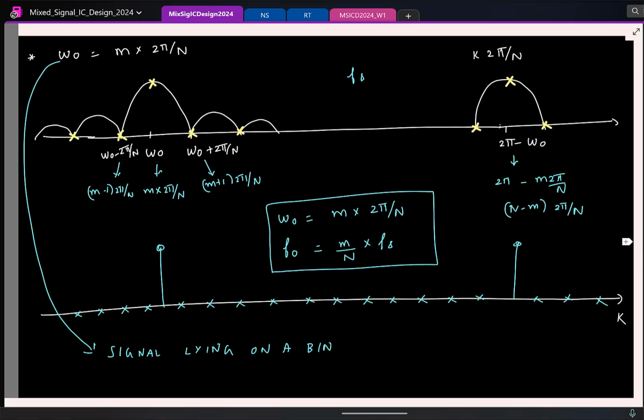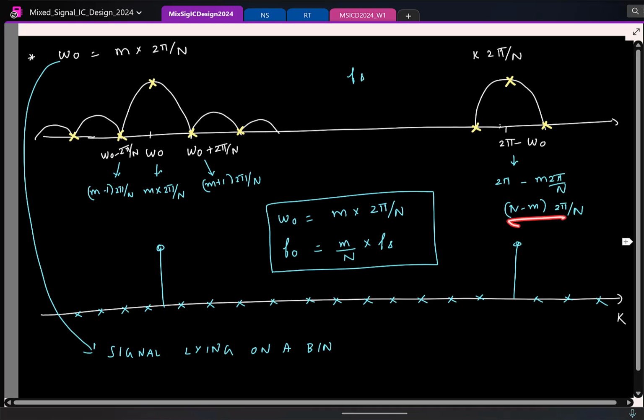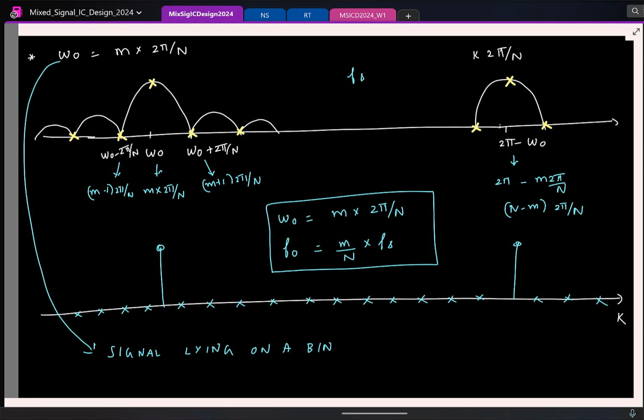How did we write that n minus m into 2 pi? This one? Yes. 2 pi minus omega naught is the thing. Omega naught is m into 2 pi by n. That is basically n minus m times 2 pi by n. Omega naught is m in the frequency bin, and 2 pi is n, so this is n minus m. However you want to remember it, you can.